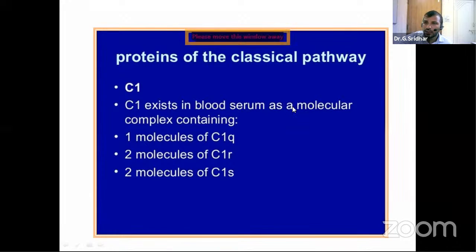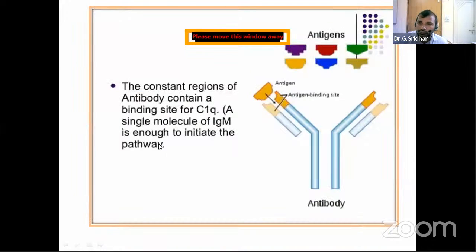C1 exists in the blood serum as a molecular complex containing one molecule of C1q, two molecules of C1r, and two molecules of C1s. That means if you see the structure of the C1 complement protein, it's just like a T-shaped structure. Or you can say an inverted Y-shaped structure. The arms of the two Ys have four subunits, C1r and C1s, and one molecule of C1q. Combining, we say that totally there are 5.